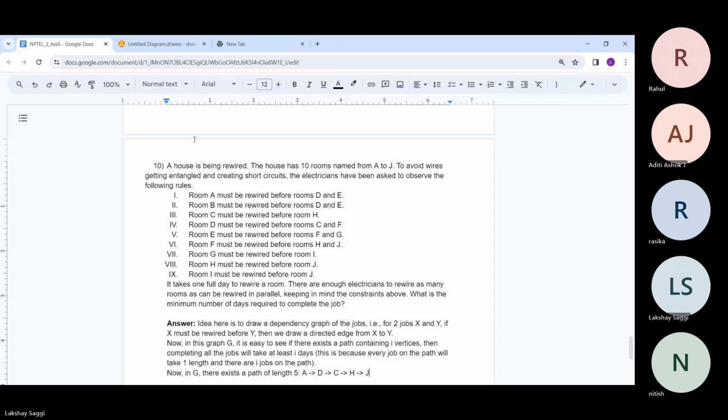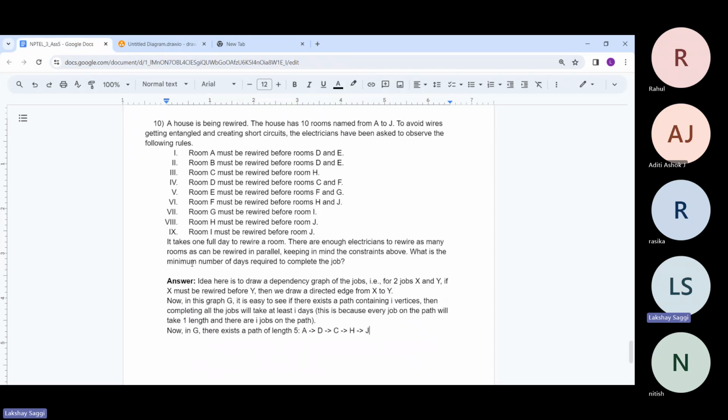Right? And this means that completing all jobs takes at least 5 days. So this means that completing all jobs takes at least 5 days.